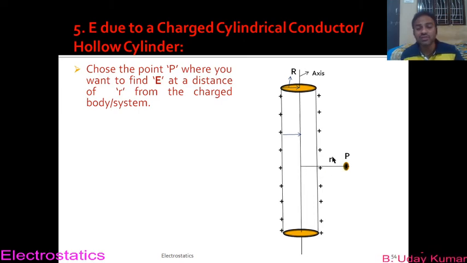So please check this out. This is small r, and remember the distance is always measured from the center of the system. Here the center of this system, which is the cylinder, is nothing but the axis of the cylinder. So that means the distance of this point P from the axis of the cylinder is taken as small r.